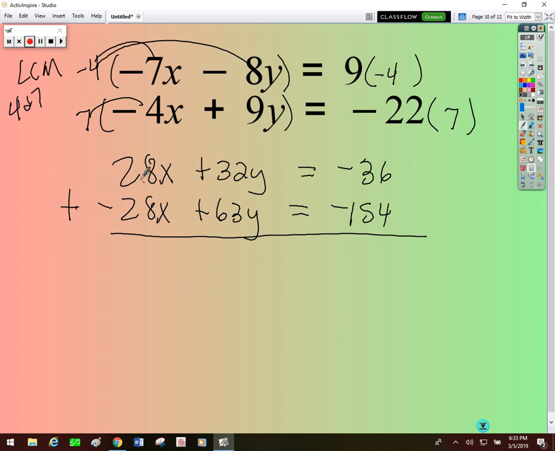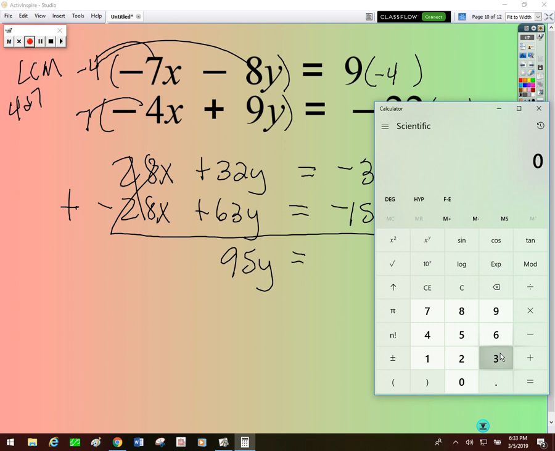All right, remember, we are adding, right? Well, look, now my x's, we can cross them out because they are opposites. Now, 32y and 63y is 95y. And then I have negative 36 plus a negative 154. So again, I'm going to turn to my calculator. Negative 36 plus negative 154 gives me negative 190.